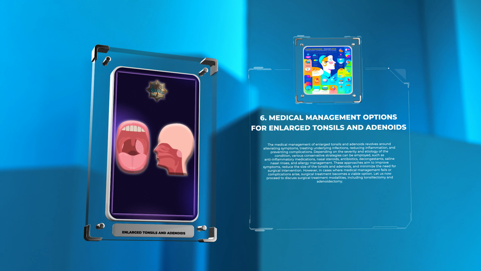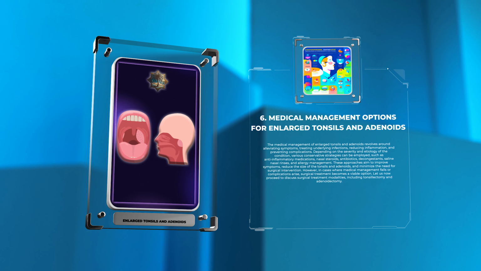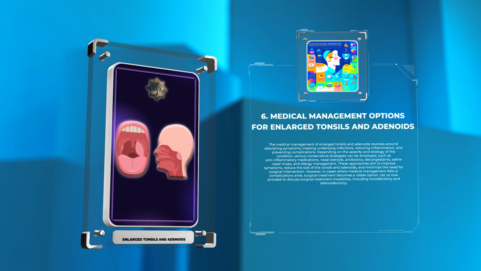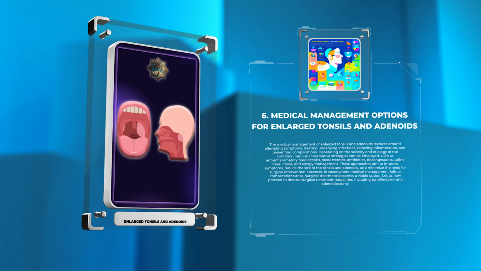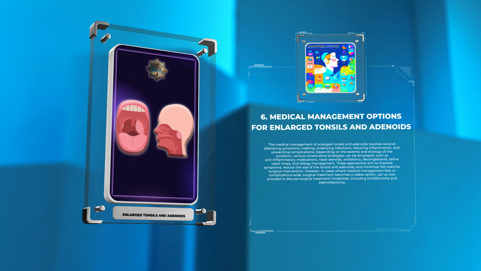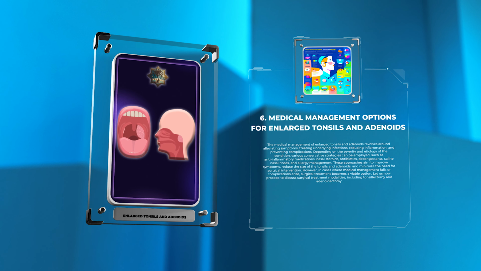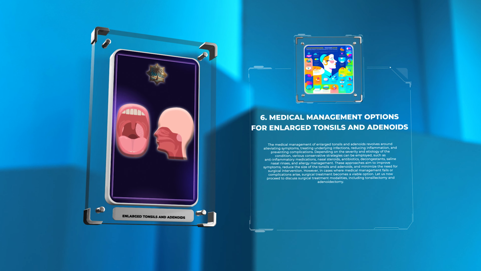These approaches aim to improve symptoms, reduce the size of the tonsils and adenoids, and minimize the need for surgical intervention. However, in cases where medical management fails or complications arise, surgical treatment becomes a viable option. Let us now proceed to discuss surgical treatment modalities, including tonsillectomy and adenoidectomy.